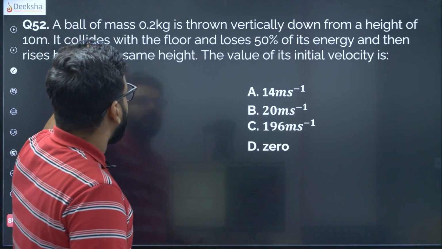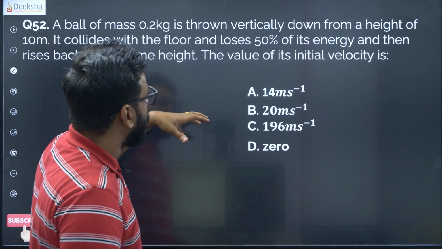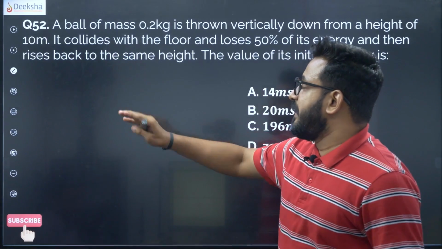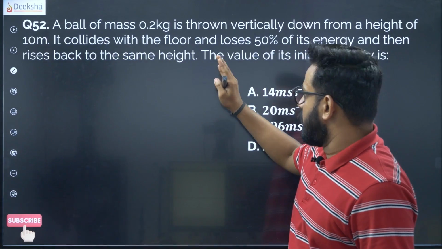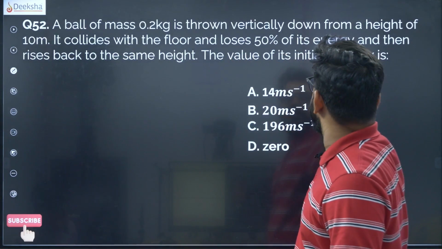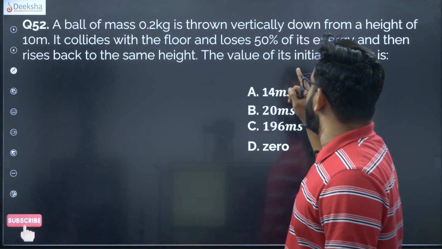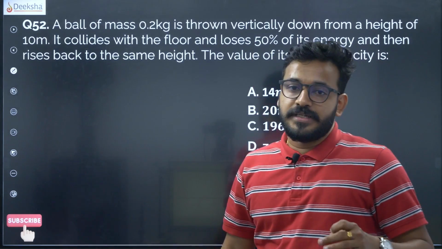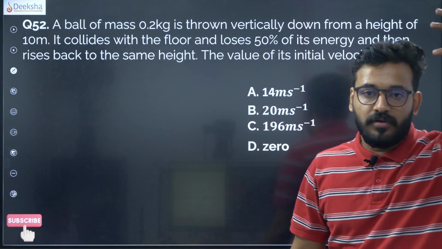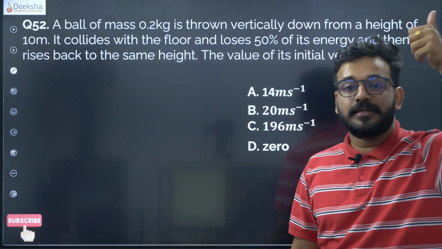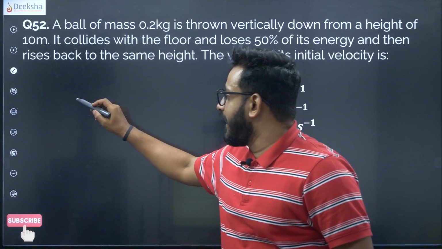Next, a ball of mass 0.2 kg is thrown vertically down from a height of 10 meters. It collides with the floor, loses 50% of its energy, and then rises back to the same height. The value of its initial velocity is? Now you are dropping a ball from some height. Which energy is there? There is potential energy, mgh.